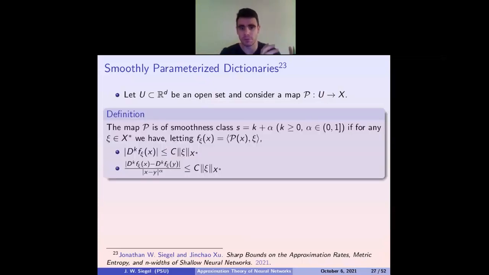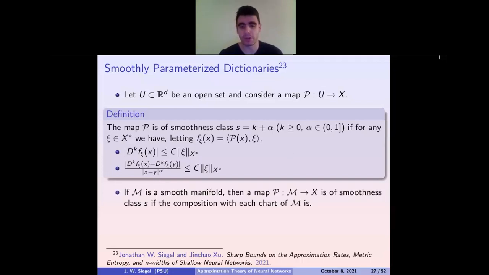We're going to consider a map from some open set in R^d into a Banach space. We say that this map has a certain smoothness class S if, for any element of the dual space, if I take the inner product with that element, the resulting function is in the S-order Lipschitz space. So in other words, it has k derivatives, and the kth derivative is alpha-Hölder continuous, where S is equal to k plus alpha.